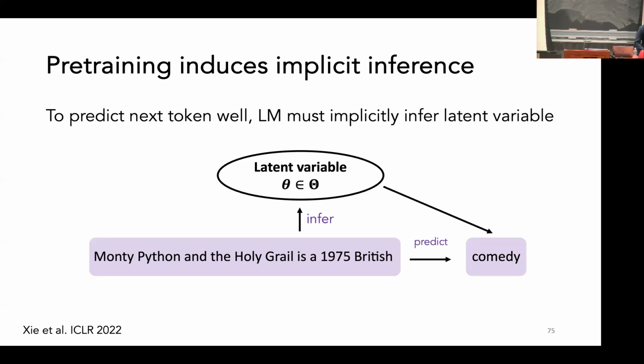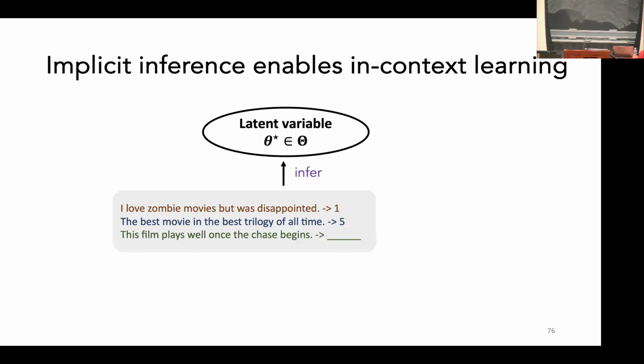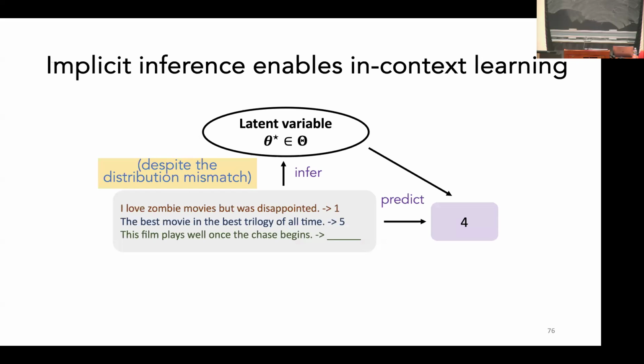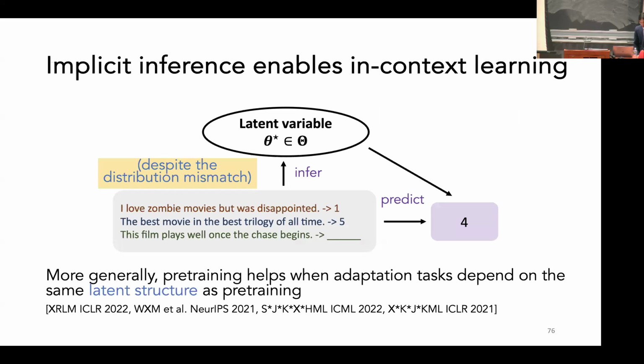And what we'll find in the theory is that it's able to transfer this capability over to prompting, to be able to infer this latent variable from the prompt despite the distribution mismatch, and then condition on it to make the prediction. And more generally, beyond in-context learning, we find across contrastive pre-training, masked language modeling, next token prediction, general self-supervised regression, that pre-training helps when adaptation tasks depend on the same latent structure as in pre-training.